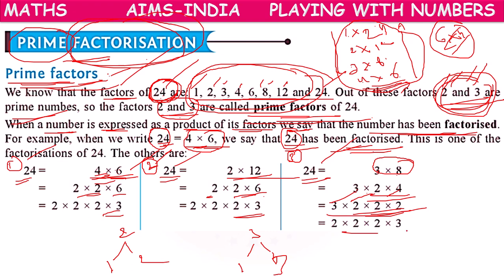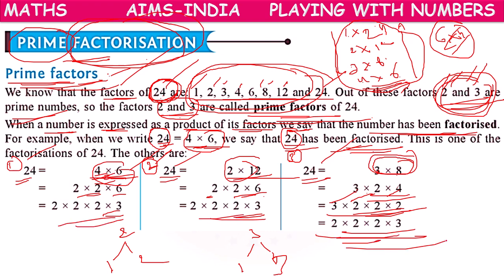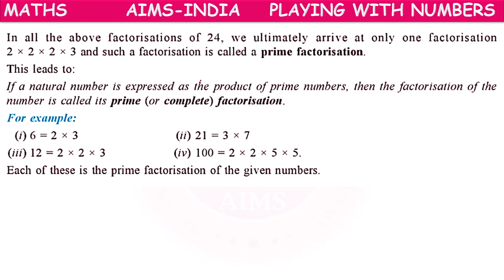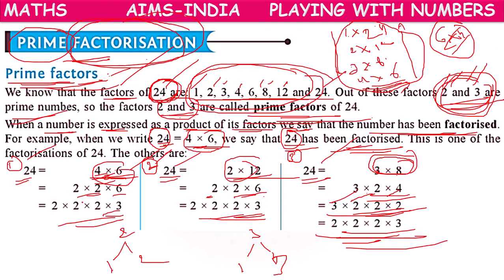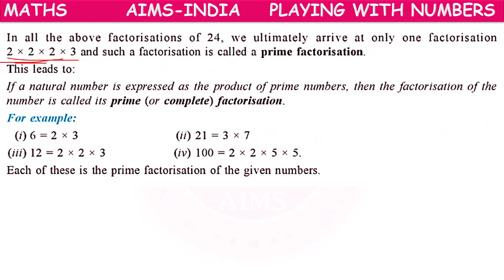All 4 numbers we will write in order. Whatever factorization we have done in 3 ways, we have reduced to simplest terms. Finally we are getting this common factorization in simplest terms, which consists of all prime numbers, which cannot be reduced further.